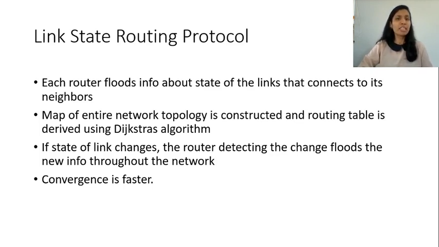The protocols use a shortest path first algorithm like Dijkstra's algorithm on the topology map in order to derive the routing table. Also, if there is any change in state of a link anywhere in the topology, the router to which the link is connected will immediately detect this change and will immediately flood the information about the same to every other router present in the topology. This is what is called a triggered update. Due to the use of triggered updates, the convergence in case of link state routing protocol is fast. This is as opposed to the periodic updates that take place in distance vector routing protocols, because of which distance vector routing protocols have a slower convergence.